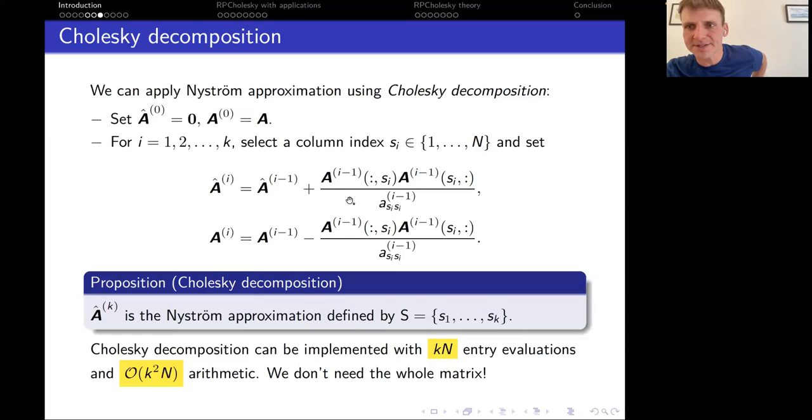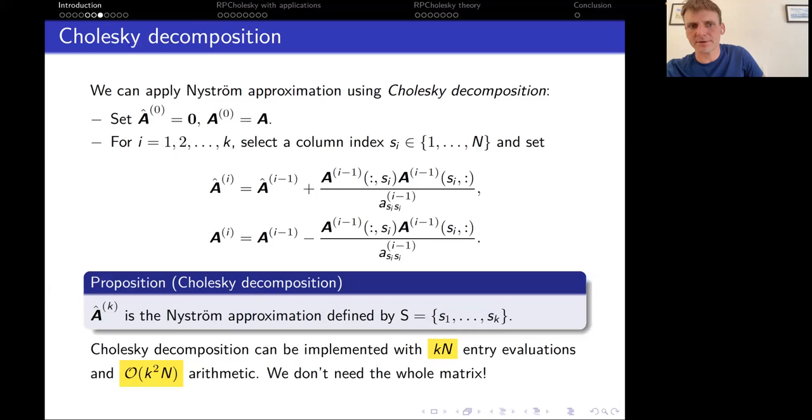And the low rank part is nice. You're looking at the current residual, taking the selected column times the selected row divided by the selected diagonal entry. So maybe it's the simplest thing that you could think of that has the right dimensions and is a rank 1 update defined by the selected column index.